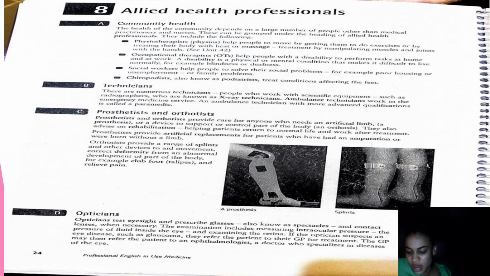Occupational therapists help people with a disability to perform tasks at home and at work. A disability is a physical or mental condition that makes it difficult to live normally, for example, blindness or deafness. Social workers help people to solve their social problems, for example, poor housing, employment or family problems.